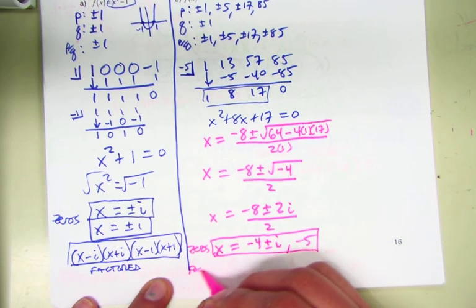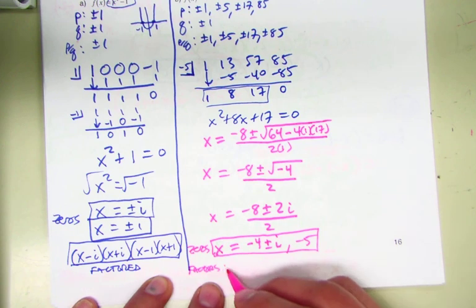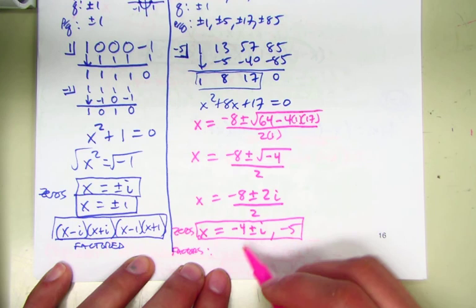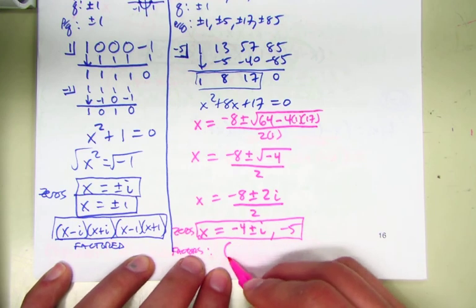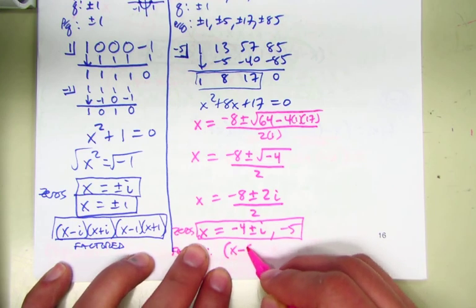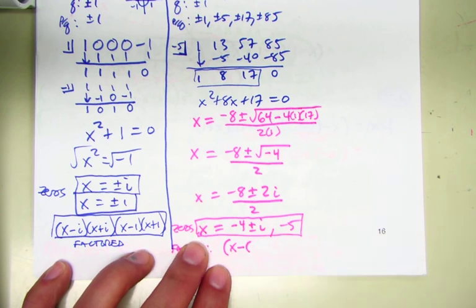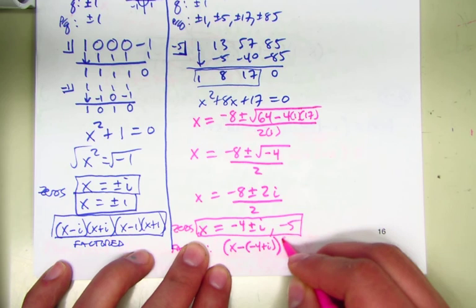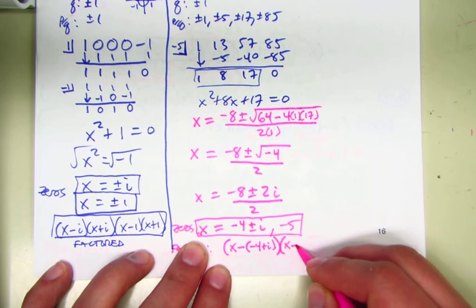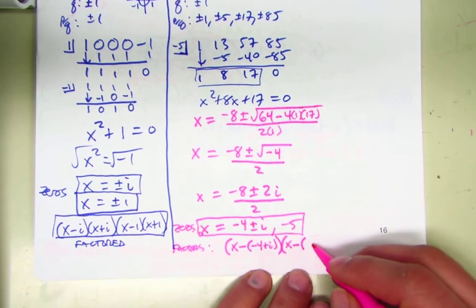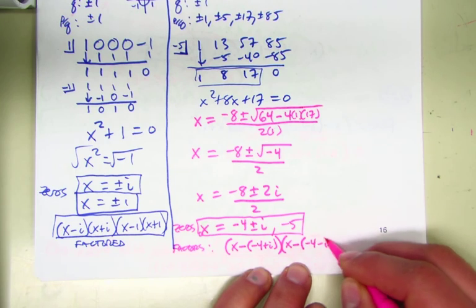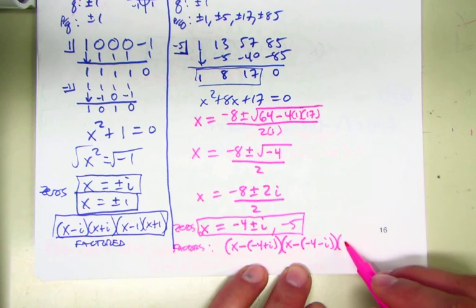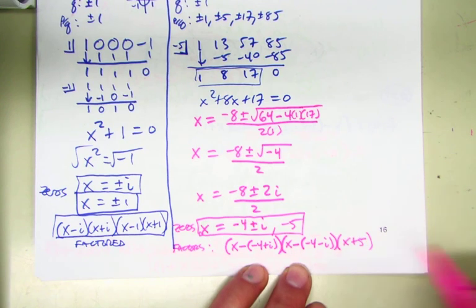Factors. Well, again, the leading coefficient is 1, so we can just write out the factors. That would be x minus, and always use parentheses with these weird two-termed roots, negative 4 plus i. And then we have x minus, what would the second one be? Negative 4 minus i. And then, what's the last one? x plus 5.